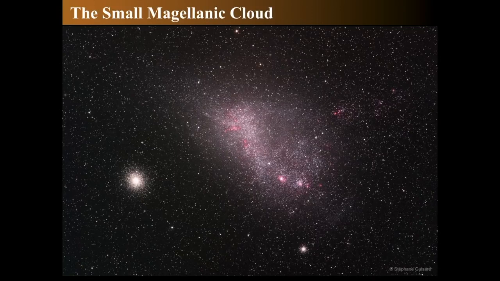But again, this is Stefan Guisard's image, and we see the Small Magellanic Cloud is here, but just to the left of it is a globular cluster that's part of the Milky Way, and below it is another globular cluster part of the Milky Way. So the globular clusters are, comparatively speaking, on the order of tens of thousands of light years away, but the LMC and SMC, Small Magellanic Cloud, are about 200,000 light years away.